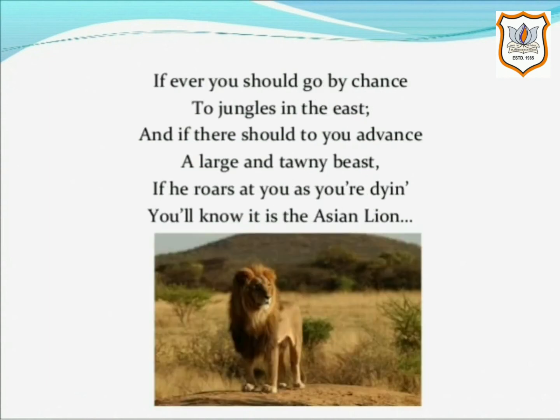Now I'll discuss some poetic devices with you. First stanza. If ever you should go by chance to jungles in the east: metonymy, because the words jungles of east represent some countries of Asia where the lion is found.